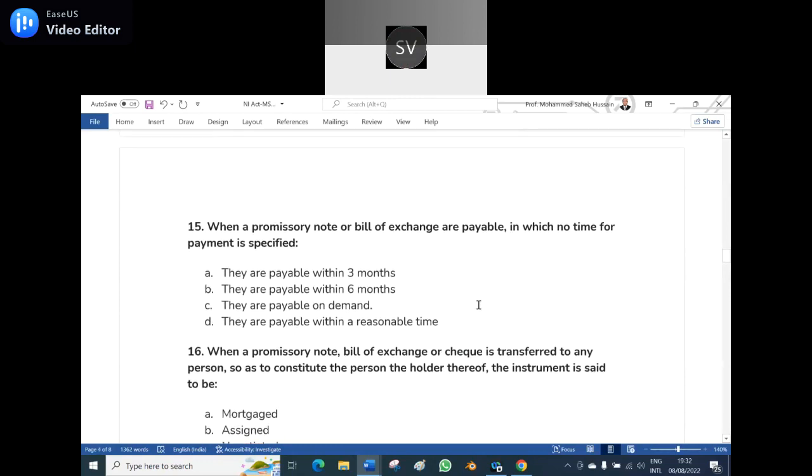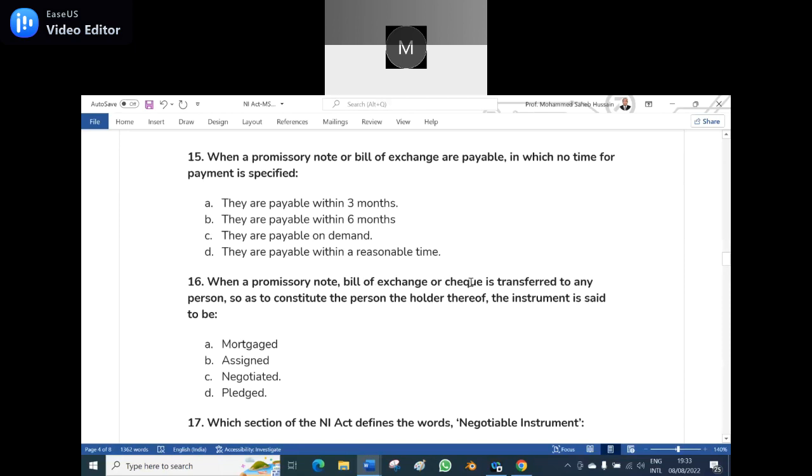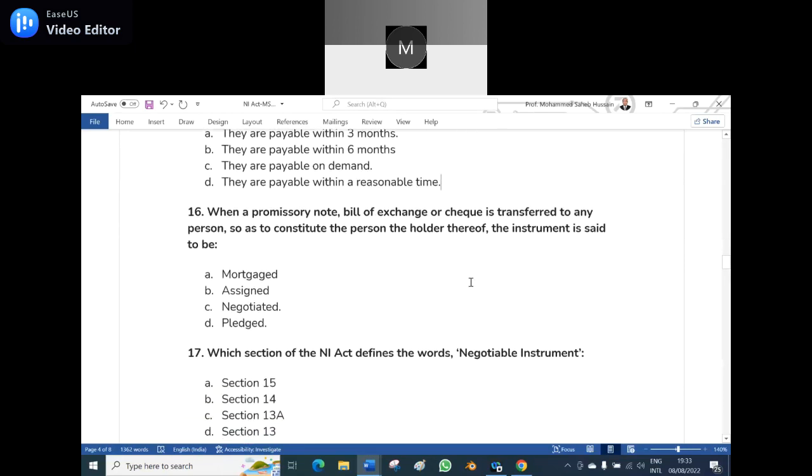15th question. When a promissory note or bill of exchange is payable in which no time for payment is specified. Option A, they are payable within 3 months. Option B, they are payable within 6 months. Option C, they are payable on demand. Option D, they are payable within a reasonable time. Option C. Yes, option C is the correct answer. They are payable on demand when no time for payment is specified.